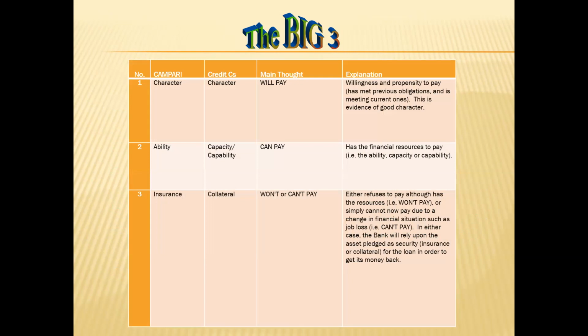Then we looked at a chart to compare the top three items of COMPARI and the most important of the credit C's. What is the main thought? On character, the main thought was will pay, the explanation being willingness and propensity to pay. Ability, capacity, the main thought is can pay. Insurance or collateral: what happens if they won't or can't pay.